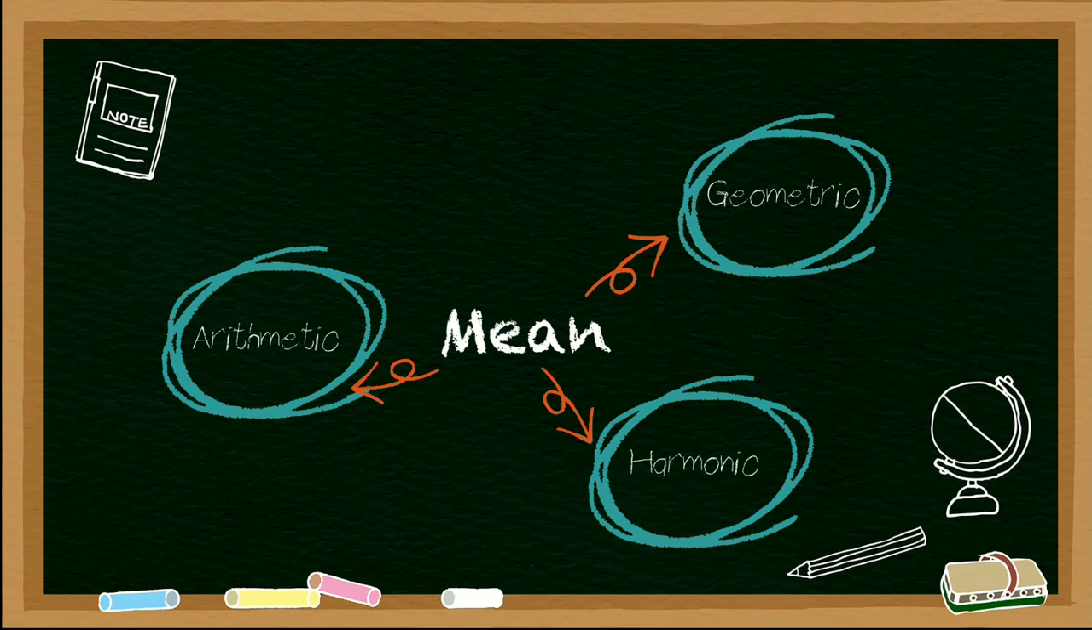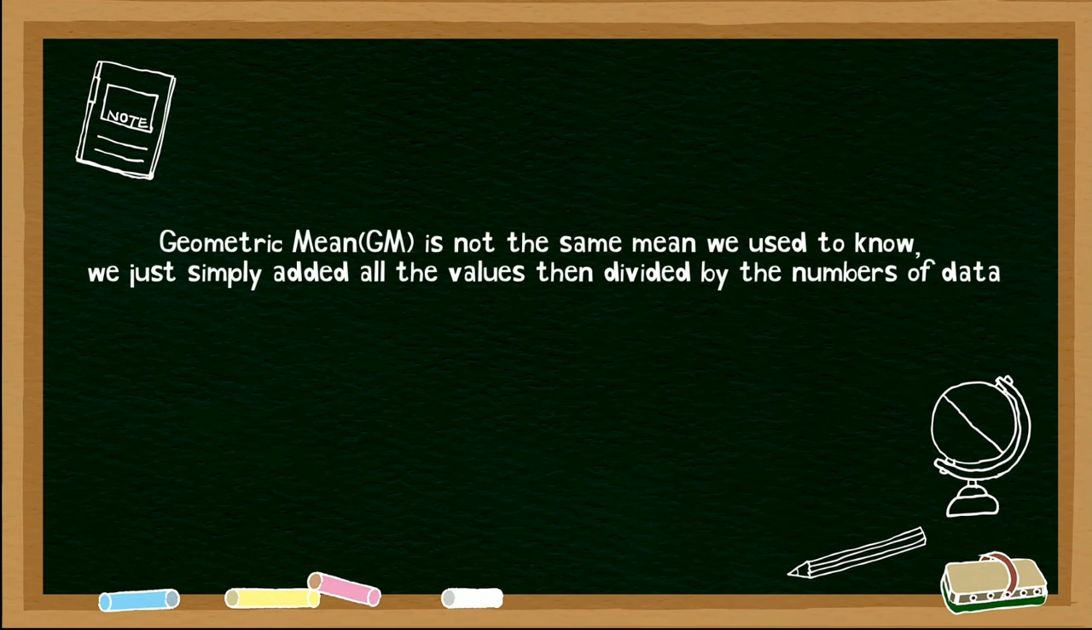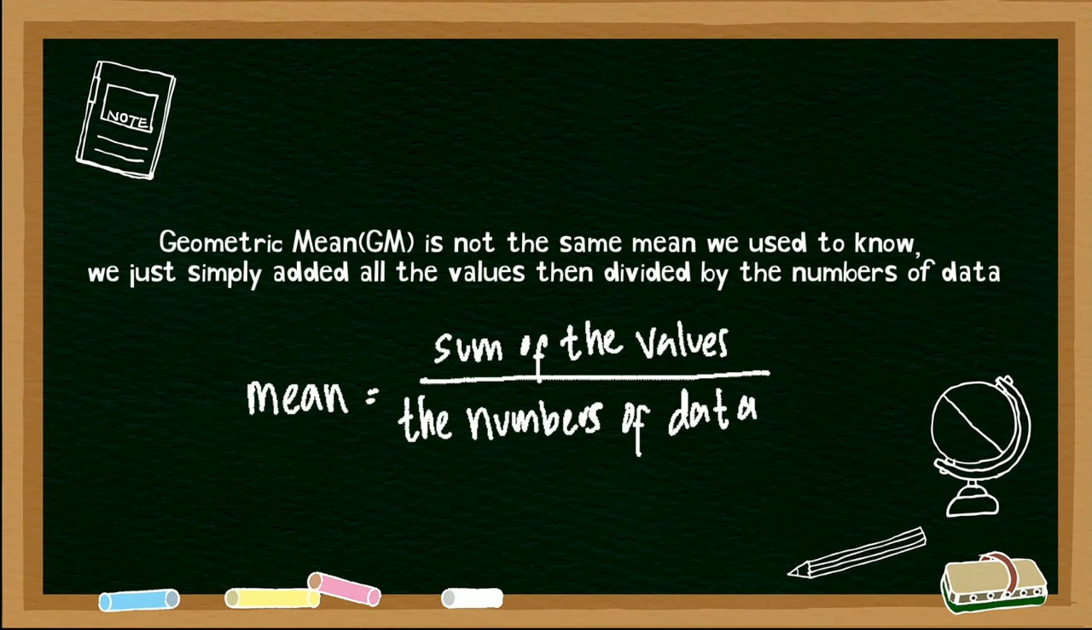We already know and are used to the arithmetic mean, and we have found it in some applications in our daily life. But now, we will focus on the geometric mean side. Geometric mean, GM, is not the same mean we used to know. We just simply added all the values, then divided by the number of data, like I have shown in the formula below.